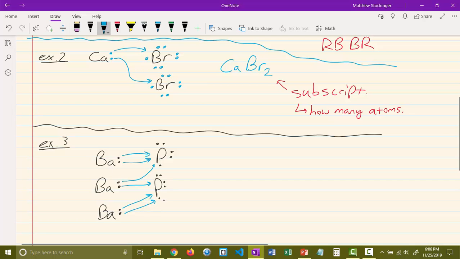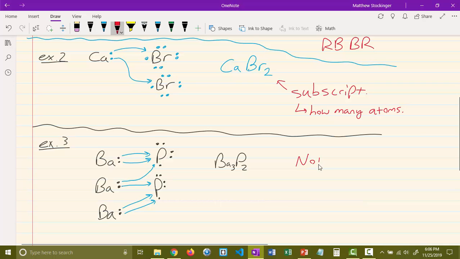So now I can count to double check. 1, 2, 3, 4, 5, 6, 7, 8. And now everybody on the right has 8, and all the metals on the left have donated everything they have. That's finished. This is a finished Lewis dot structure. The formula: got some barium, got some phosphorus, 1, 2, 3 bariums, so that's a subscript 3 on the barium, 2 phosphorus, so that's a subscript 2 on the phosphorus.